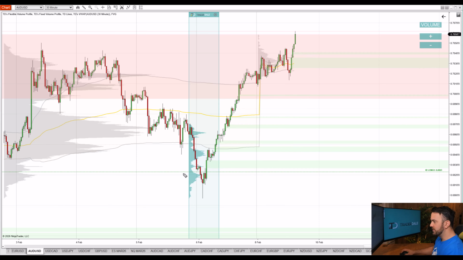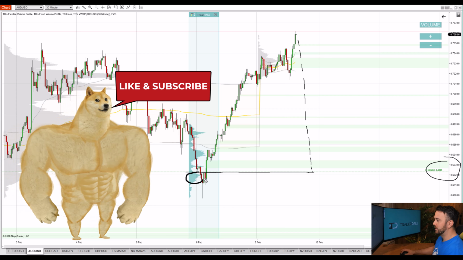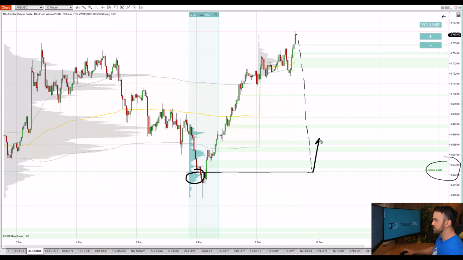So at the beginning of that volume cluster, as you can see, is a level that I want to trade from. It is at 0.6923, and if there's a pullback to it at some point in the future, I expect the buyers who are active here in the past to become active again and push the price upwards from this place again.